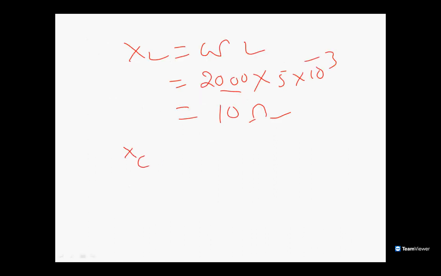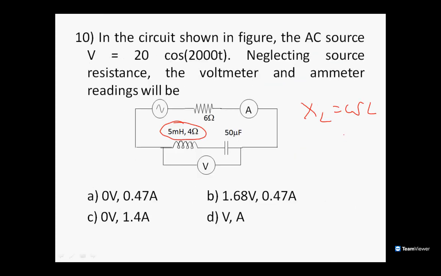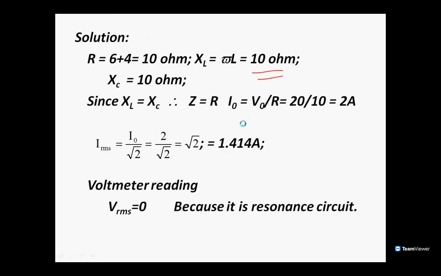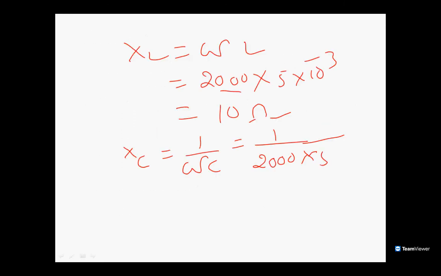Similarly, you need to calculate XC. XC equal to 1 divided by omega C, that is 1 divided by 2000 into C. The value of C is 50 microfarad, that is 50 into 10 to the power of minus 6. Substitute all the values. After substituting, XC is also 10 ohm. XL is 10 ohm and XC is 10 ohm.